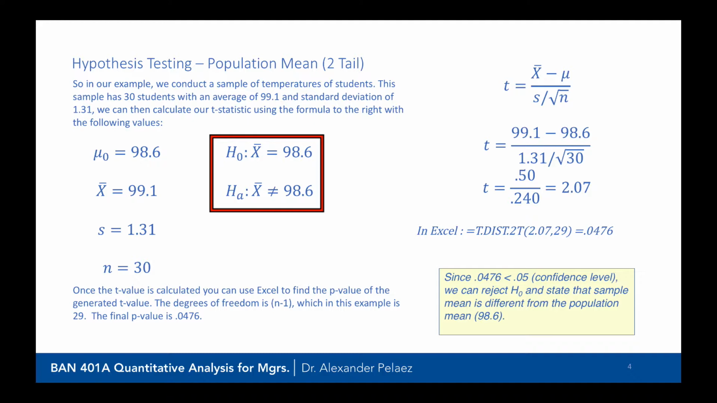So in this case, our belief is that X bar is equal to 98.6. And then we have the alternative hypothesis, which is what we're testing for. We're basically saying that the alternative hypothesis is that the sample mean is not equal to 98.6.